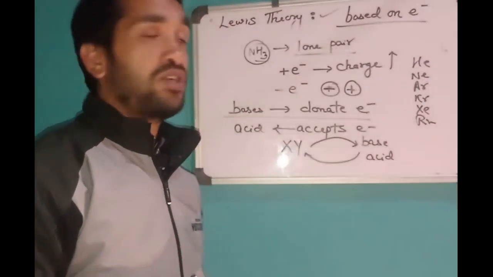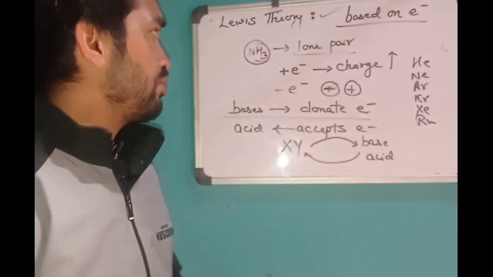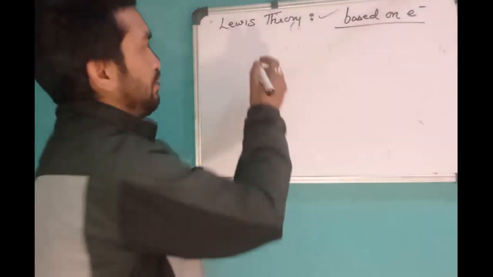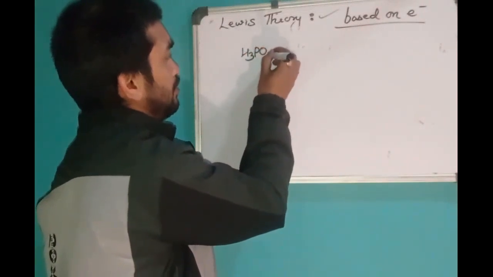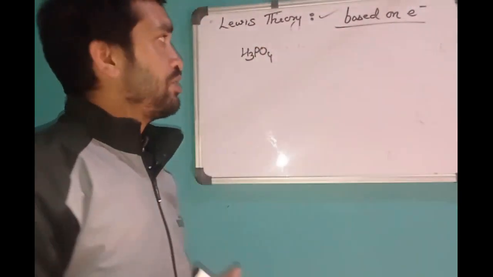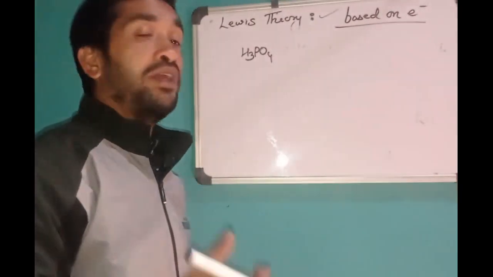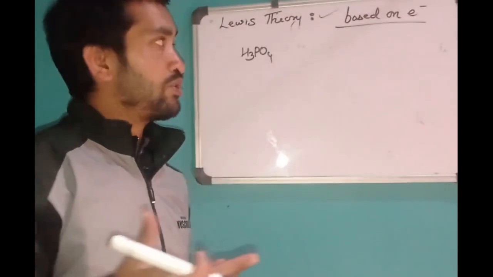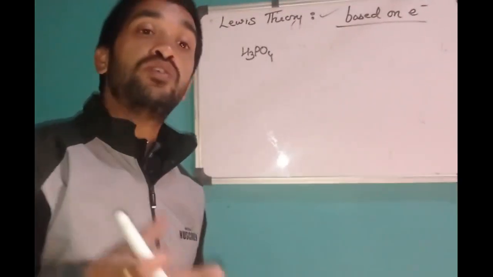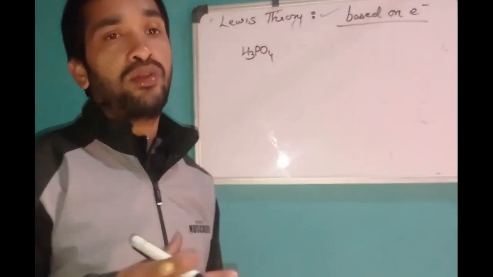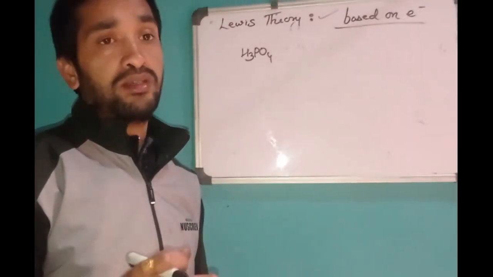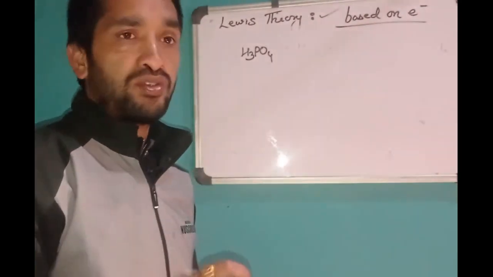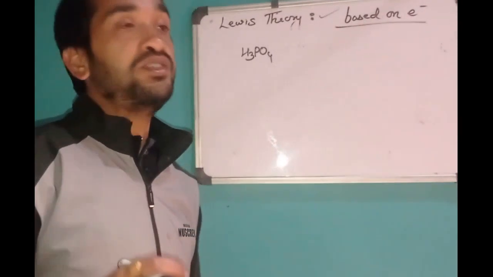Now do not think that other theories are of no use. Other theories are also of use. Let us take an example. Suppose I am going to talk about H3PO4, phosphoric acid. Now instead of going into this structure, whether electron is being donated, whether electron is being accepted, that will be a lengthy process if I go through Lewis theory. So I'm not saying that Lewis theory is the only important theory. It is a theory which is mostly used, but we cannot say that it is a very easy theory. It is a trusted theory, but it is not an easy theory.